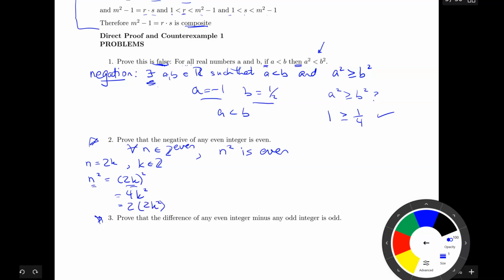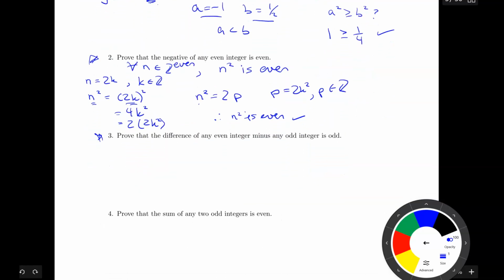So if I factor out a 2, I get 2p, where p is equal to 2k squared, p is an element of the integers. So here I've written n squared as 2 times p, so therefore n squared is even. Check. All right. Prove that the difference of any even integer minus any odd integer is odd.